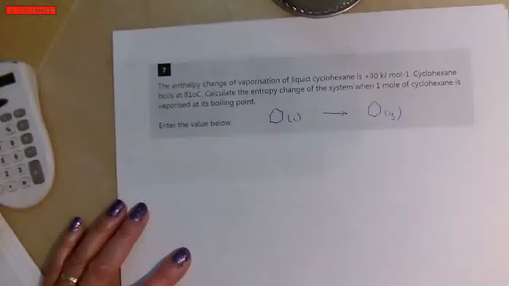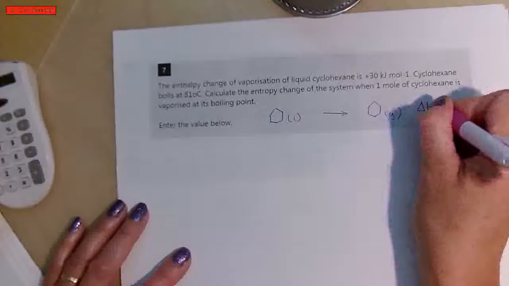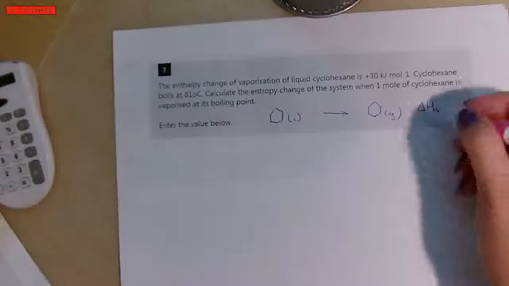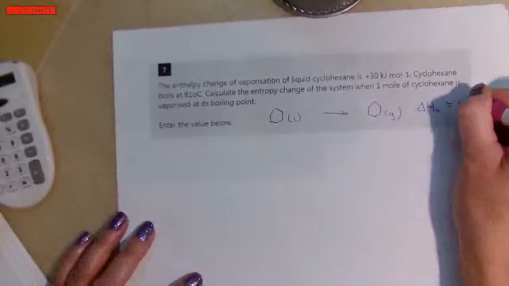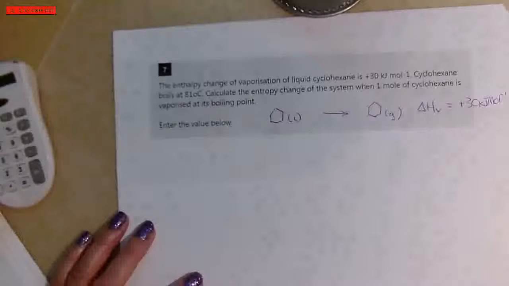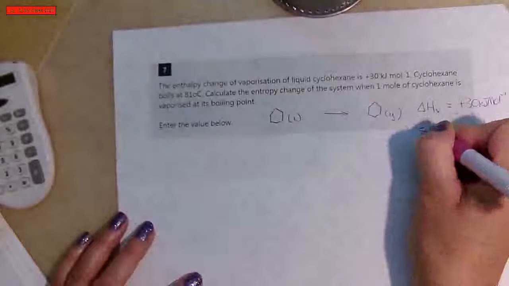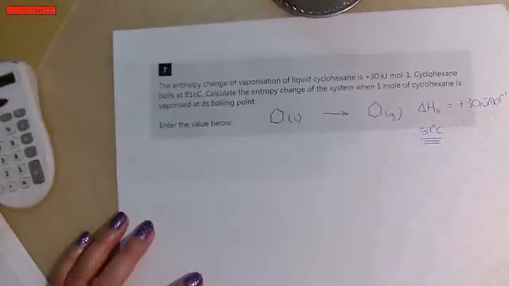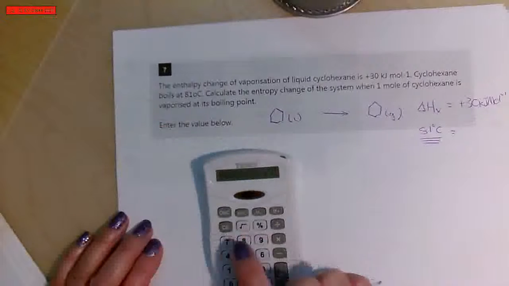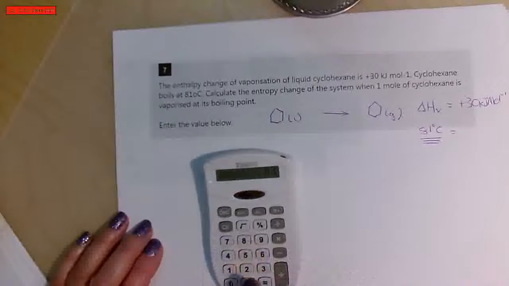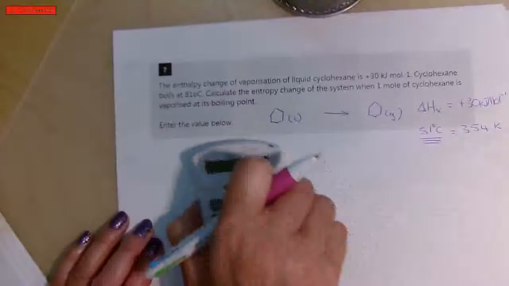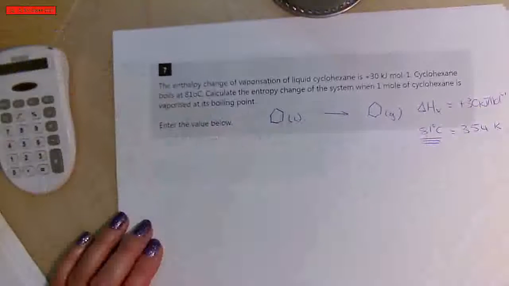We know that the enthalpy change of that, which is vaporization, I've probably written the wrong thing, but we know that that is plus 30 kilojoules mole to the minus 1, and it boils at 81 degrees C. Now that requires moving into Kelvin, so we need to add 273 plus 81, and that will give us 354 Kelvin. Okay, so calculate the entropy change of the system.